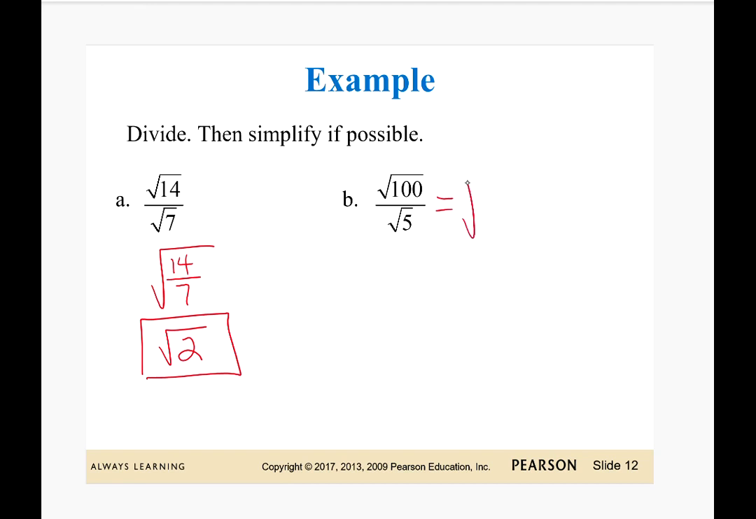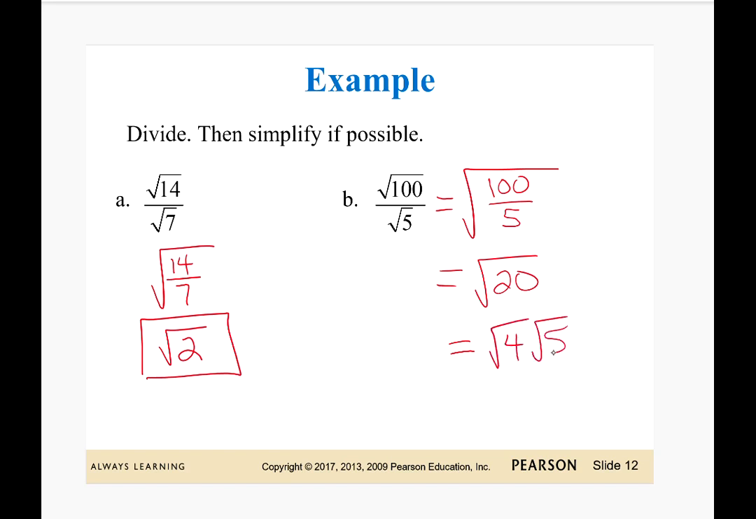All right, B, same thing, divide your radicands. So 100 divided by 5, so that gives me the square root of 20. And then 20, can we simplify that? Yes, we can break it up. 20 is 4 times 5, so that gives me 2 root 5. So there's my final answer. So again, divide them first, then simplify them.